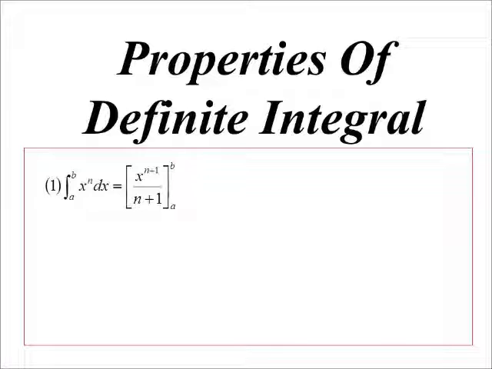So when we're talking about a polynomial, add 1 to the power over the power. And it's called a definite integral because we're substituting values into it. So we'll end up with a definite answer, be some value.